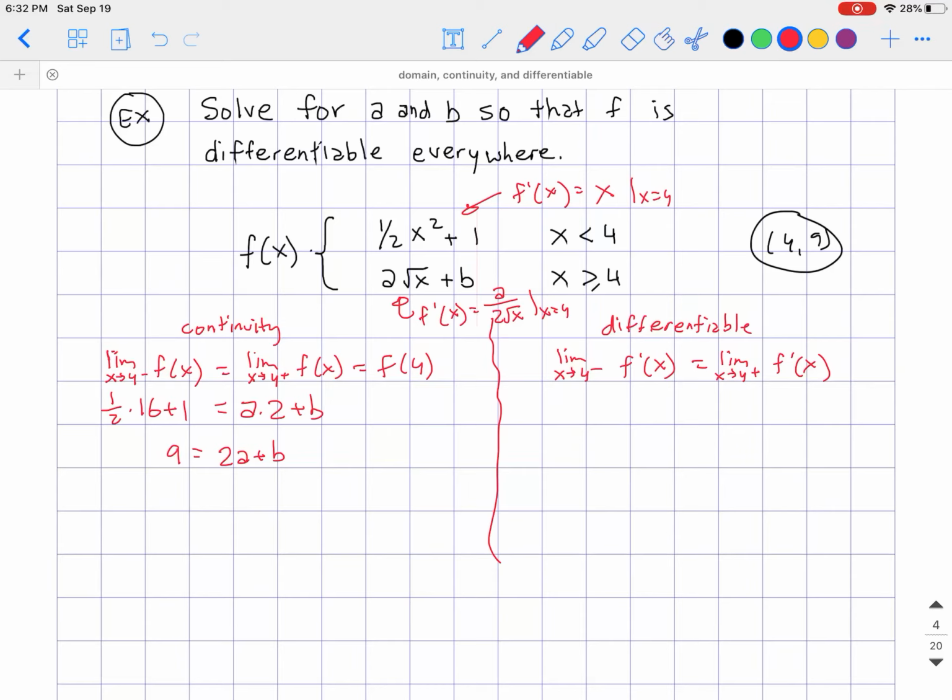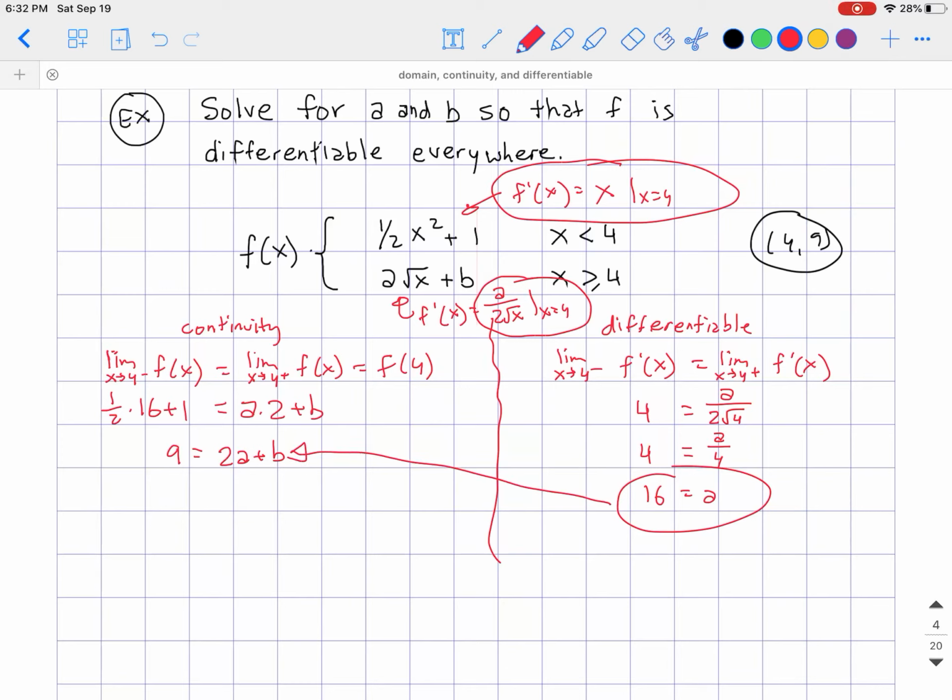On the left-hand side, we plug into the first one, so from the left, you get 4. And on the right, if you plug 4 in, you get a divided by 2 multiplied by the square root of 4. If we clean that up a little bit, we get 4 is equal to a divided by 4. So a is equal to 16. And if a is equal to 16, we can plug that into the first equation to solve for b. So 9 is equal to 32 plus b, so b is equal to negative 25. So there you go. That's our system of equations.